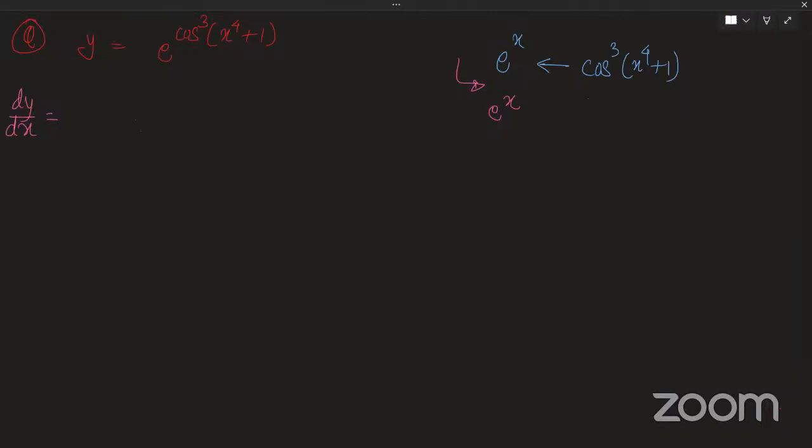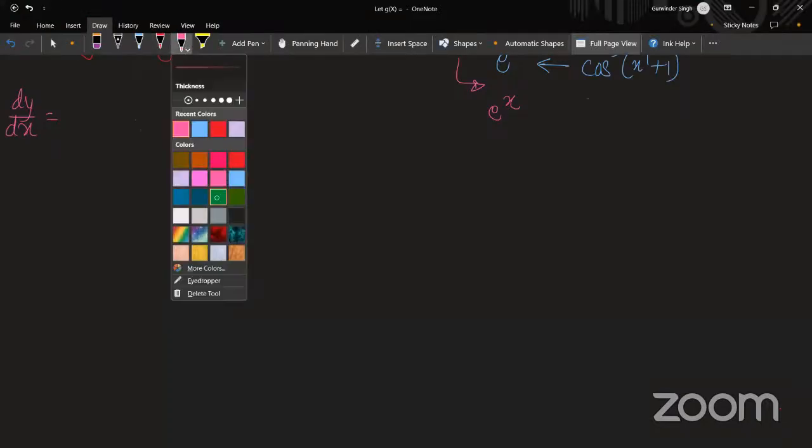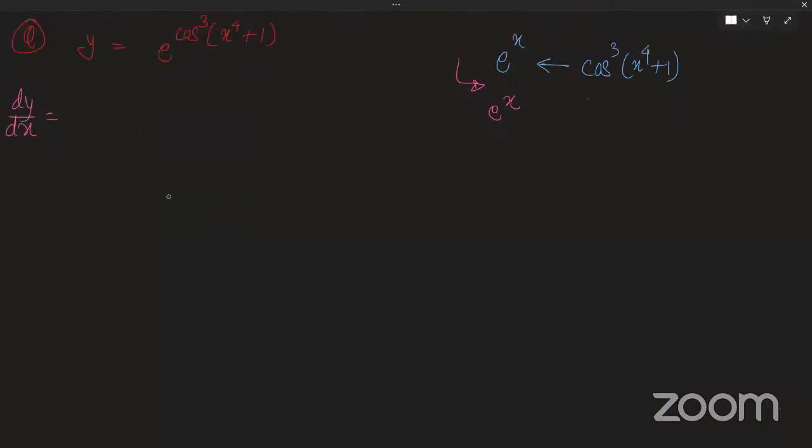So can you tell me what will be the first term that I get over here? It is really simple, right? Because inside e raised to x, you have substituted this thing. So you just substitute this thing directly in place of x, right? Yes, sir. Same one. So you'll get e raised to cos cube of x raised to 4 plus 1, right?